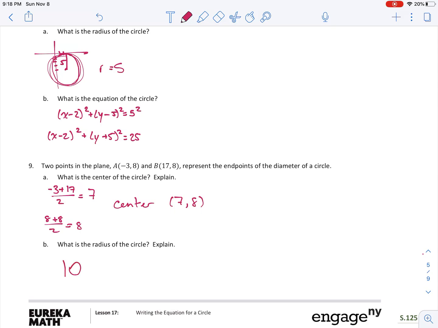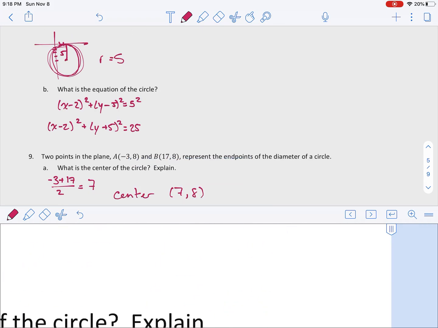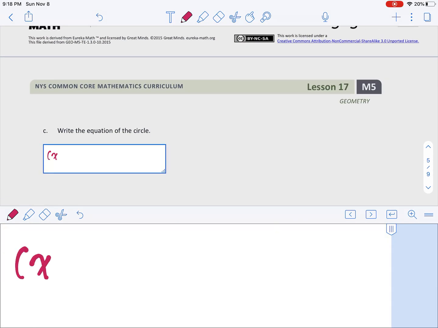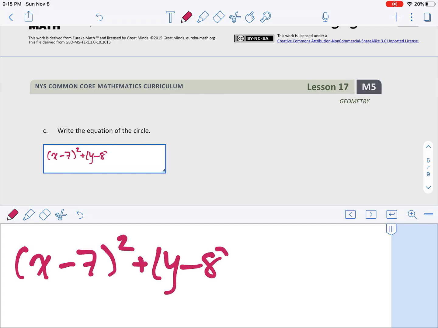Given both of these, now we can actually write the equation. If our center is at 7, 8, and our radius is 10, the equation of the circle is x minus 7 squared plus y minus 8 squared equals 10 squared. And simplify that 10 squared to be 100.